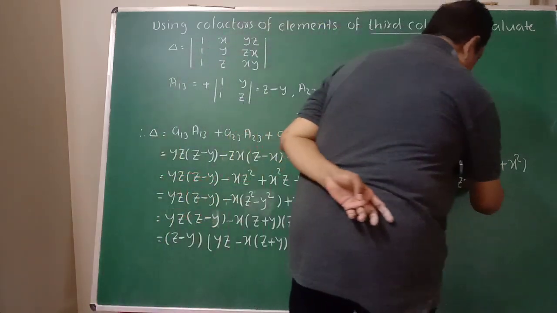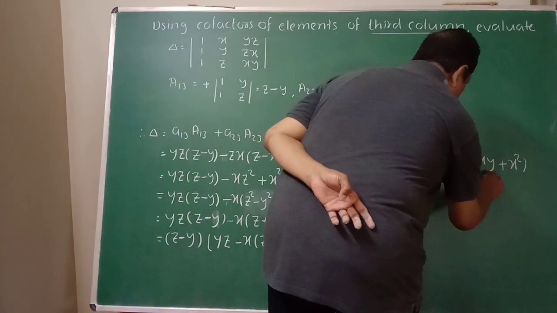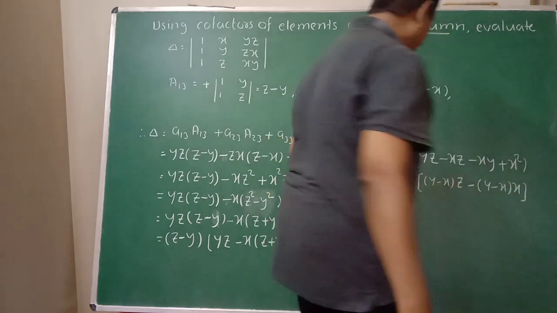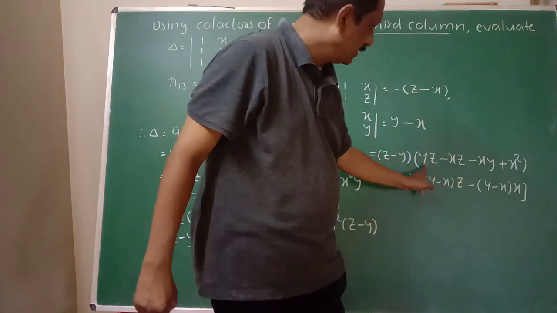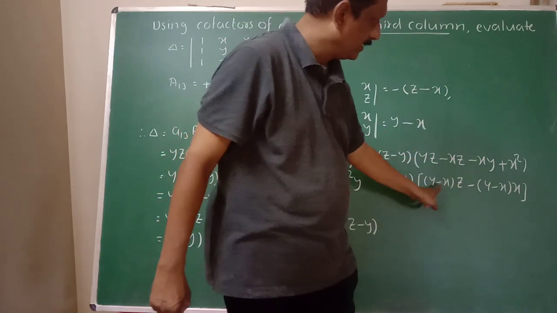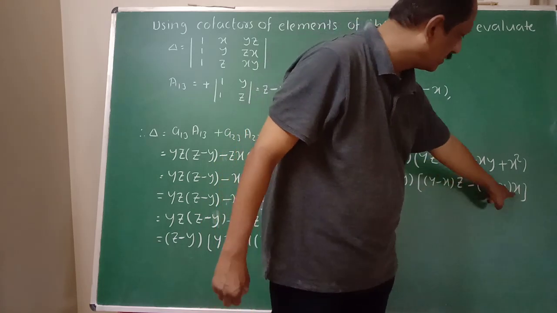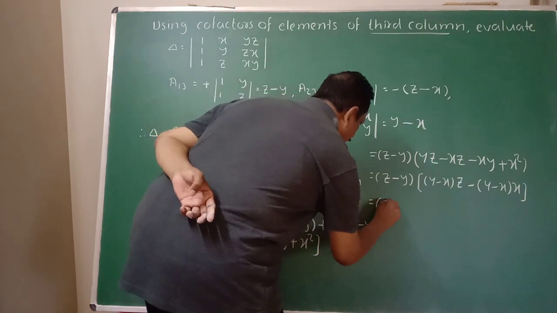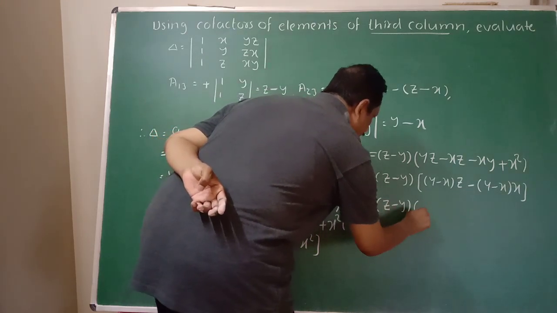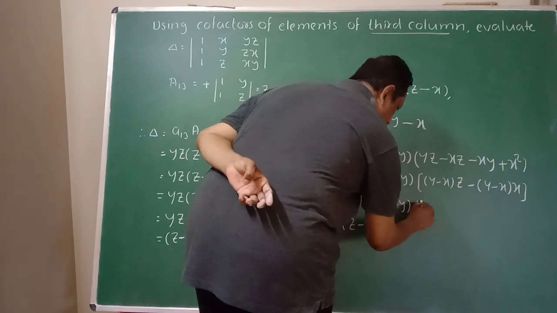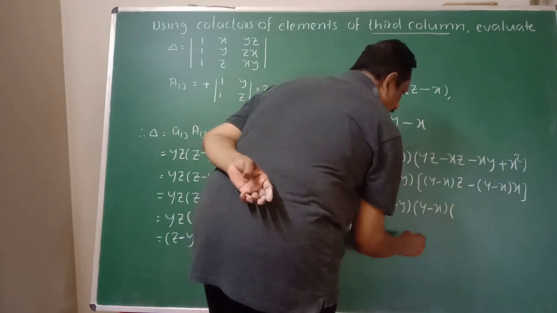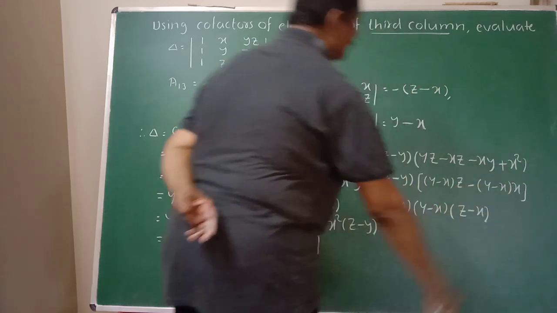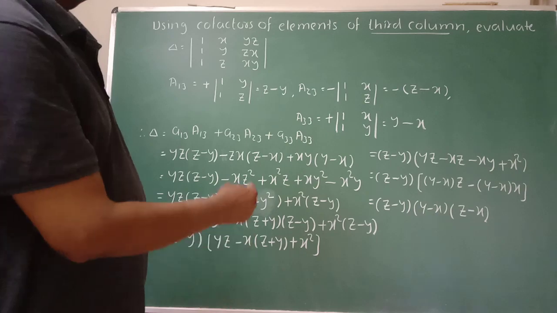And here minus x is the common factor. Minus of y minus x into x. Here z is the common factor outside, y minus x in the bracket. Here minus x common, so write y minus x in the bracket. Therefore this is equal to z minus y into y minus x. Y minus x is the common factor. Then z minus x here. So z minus of x. Therefore this is the value of the determinant.